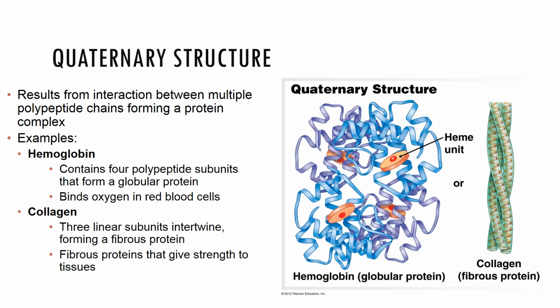And fibrous structural proteins, as seen here, collagen, they're strand-like, water-insoluble, very stable. Or you can have globular functional proteins, which are compact, spherical in shape, water-soluble, and they usually have specific functional regions or active groups, like the heme unit shown in the diagram.